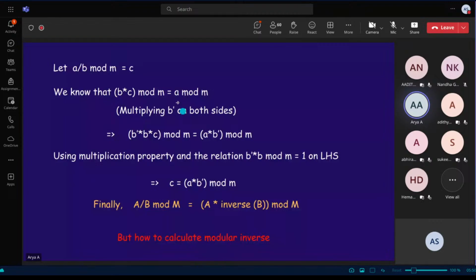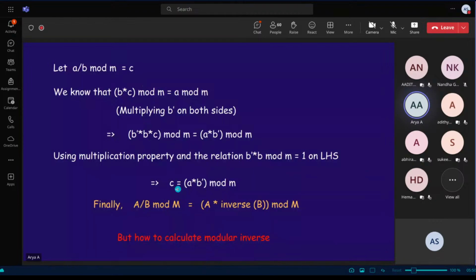But you know that c is a result of this particular modular expression. Whenever you know that a by b mod m is c, you can directly say that c is a number less than m. Hence, c mod m is also c only. You need not do anything special to that. So hence c becomes a into b prime mod m.